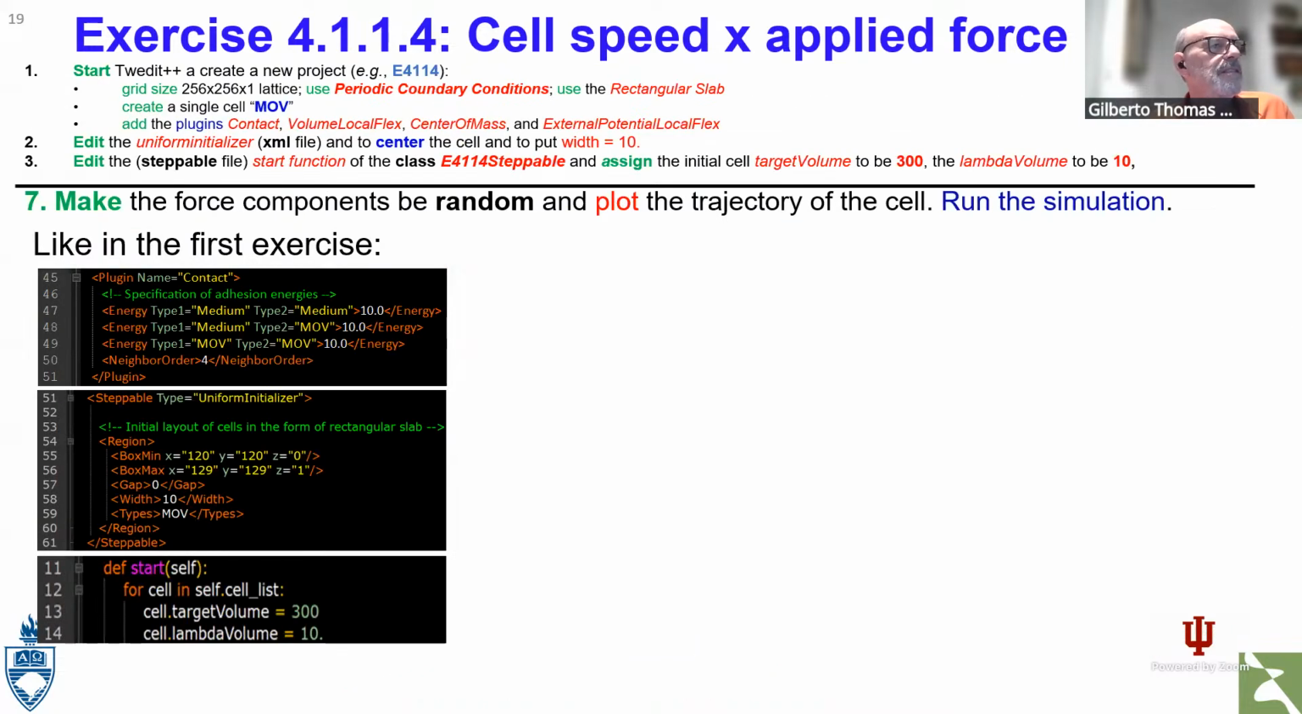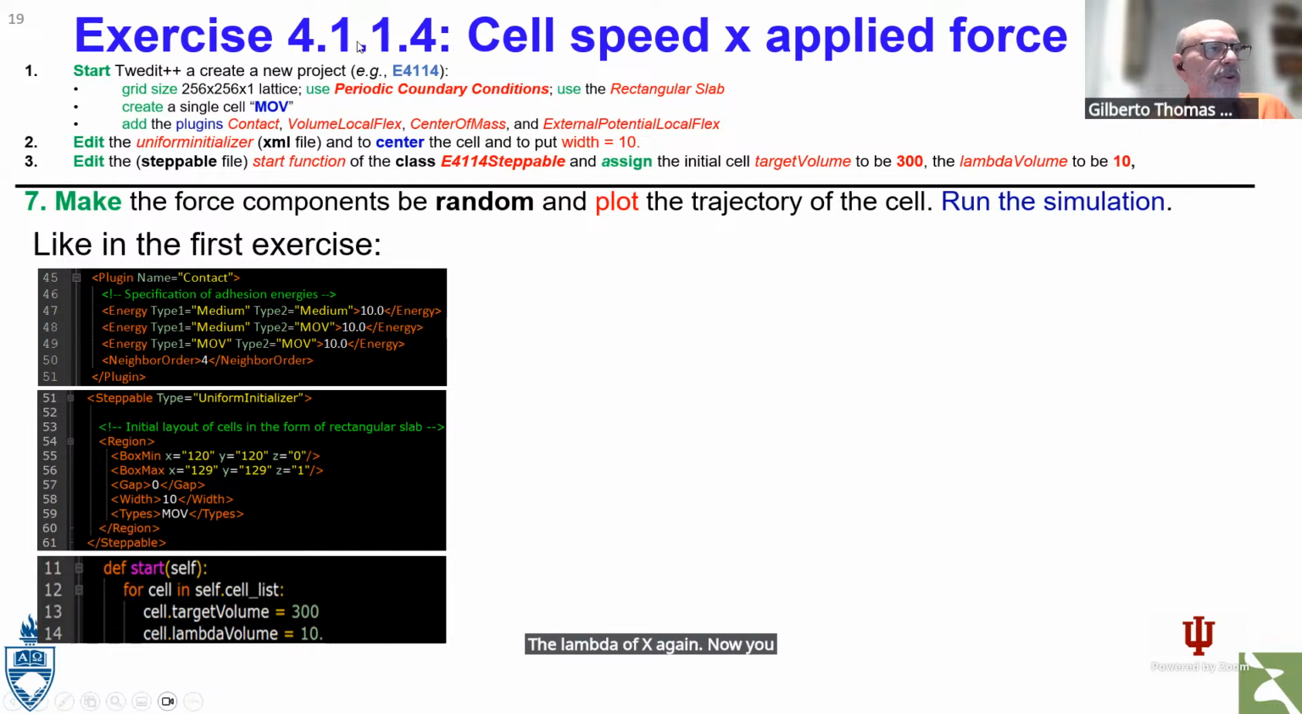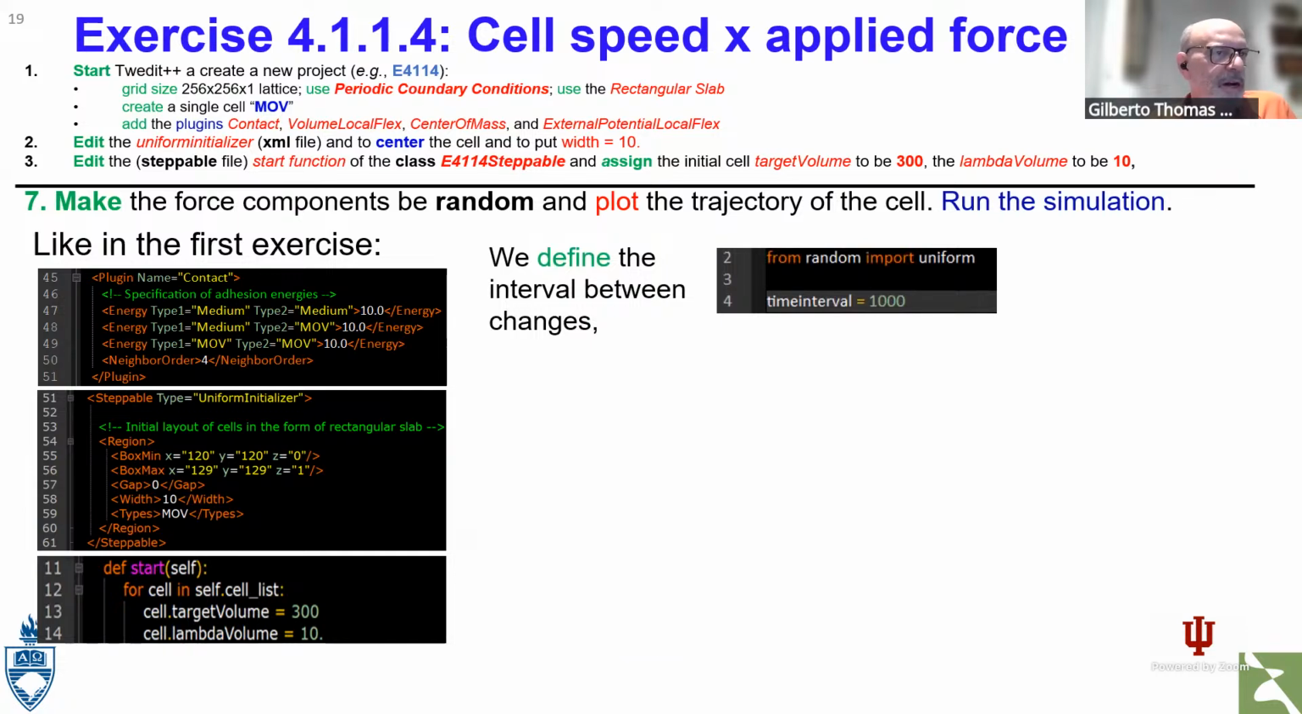Now, let's change the trajectory. Let's make the cell move randomly, not in a straight line. To do that, we have to change the components of the force vector, the lambda vec. So now you go to exercise 4114, and let's look at the code. You have code there that is the same as before.